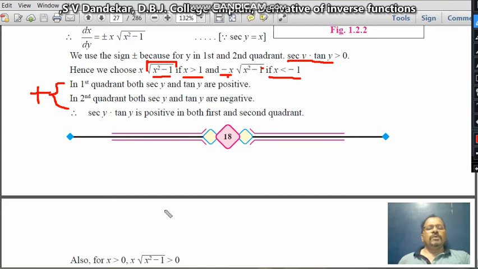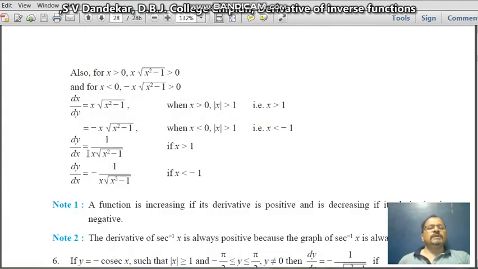And therefore, the derivative dy by dx is 1 upon x under root x square minus 1 for x greater than 1, and dy by dx is minus 1 upon x under root x square minus 1 for x less than 1. The proof ends here.